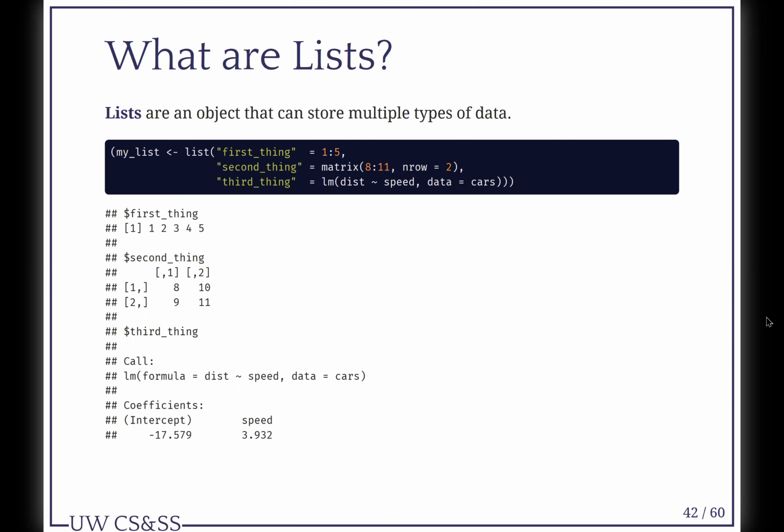So here I've made a list using the list function, where the first element of the list is a vector that I'm naming first thing, that are the integers 1 to 5. The second element of my list, I'm calling second thing. It's a matrix of the numbers 8 to 11 that is 2 by 2. The third thing is the entire output of a linear regression of distance and speed using the cars data set. And this is all in my list.